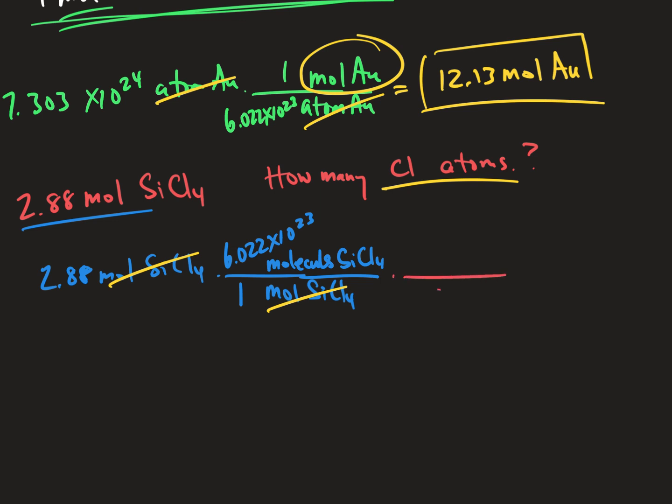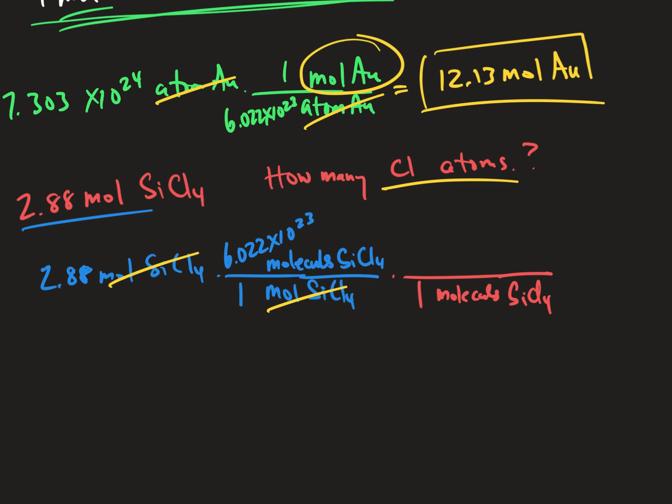Okay, we don't want molecules of SiCl4. Do we know how to go to atoms from molecules? Let's say we have one molecule. In one molecule, do we know how many chlorine atoms we have? 4. Do we see that?